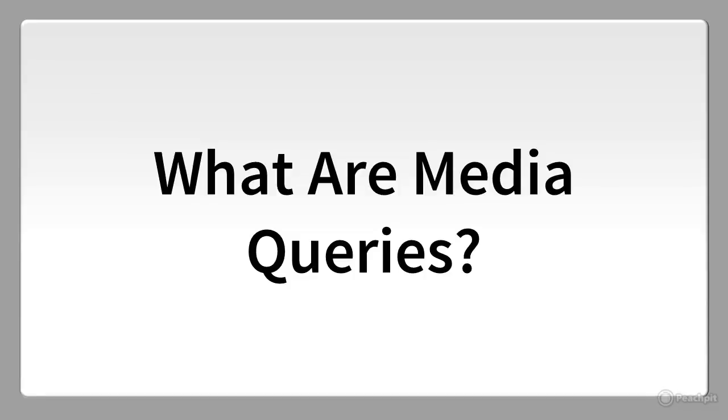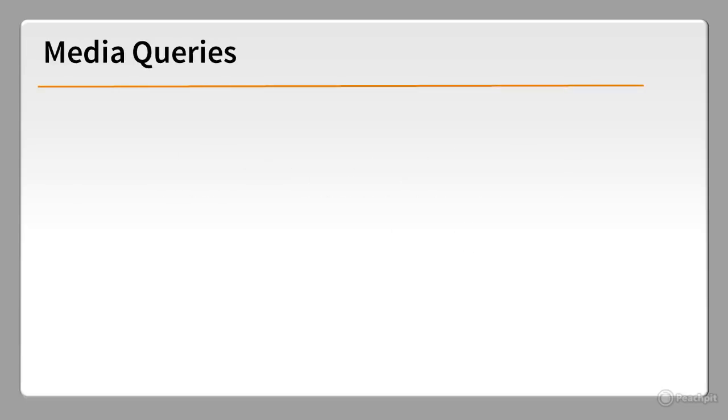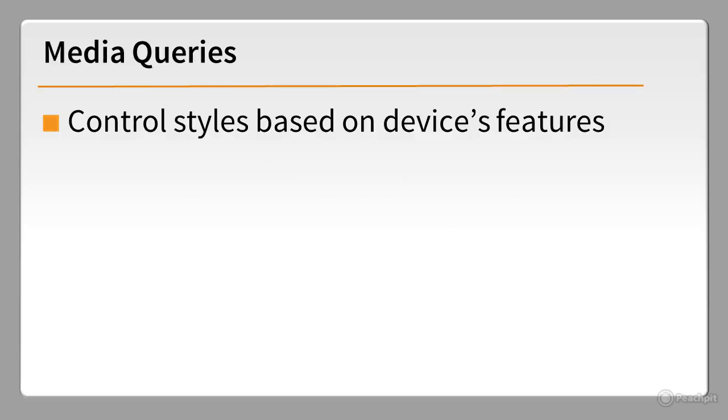Responsive web design relies on media queries to style pages differently on mobile phones, tablets and desktops. Let's take a look at what media queries are and how they work. Media queries control the delivery of CSS style rules based on a device's features, such as width, orientation, resolution, or any combination of such features.